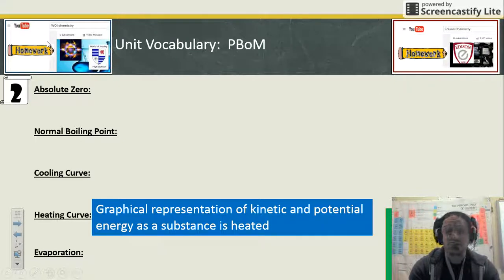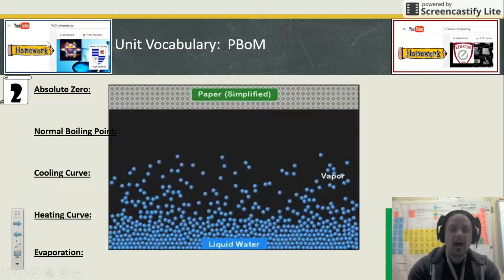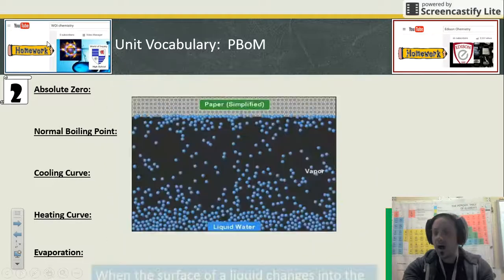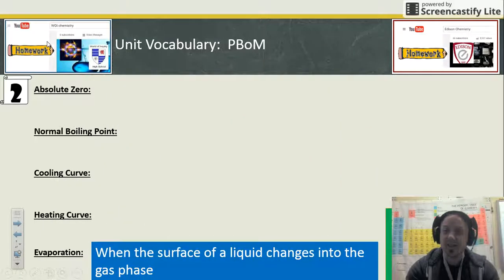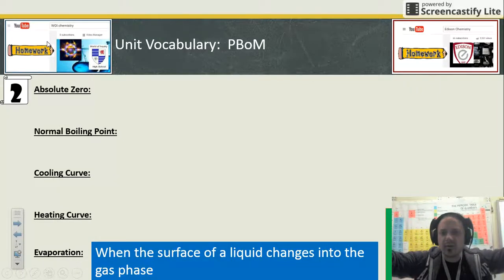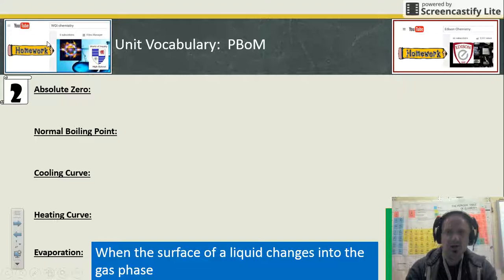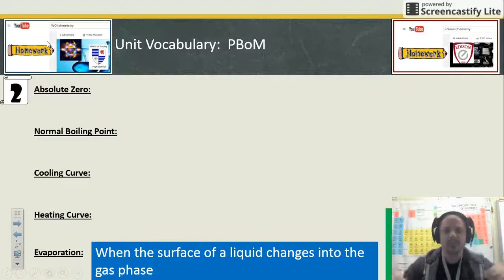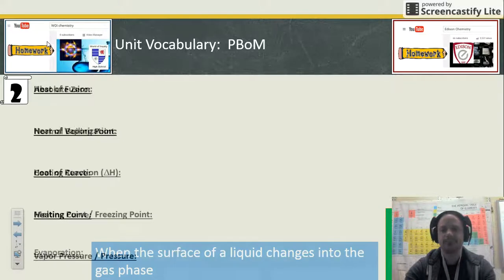And there's your definition for heating curve. It's a graph of the temperature versus time as a substance is heated. Evaporation. Evaporation is pretty simple. It's a physical process that changes when the atoms on the surface of a liquid become gas. So that's what that animation was trying to show us, where the atoms of the liquid are becoming a gas on the surface. That's evaporation.